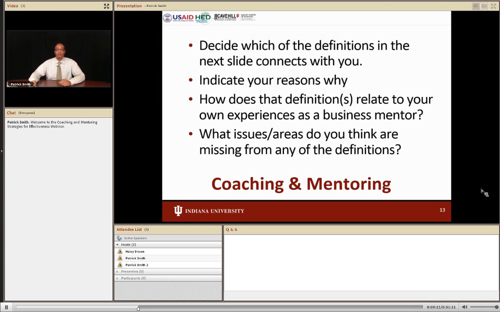Okay, so when you consider the information on the table, we want to take an opportunity to reflect on the definitions of mentoring that have been given. Here are the bullet points that we want you to focus on. Decide which of the definitions in the table really connects to you. Indicate your reasons why, and address how the definition relates to your own experiences as a business mentor. And what issues or areas do you think are missing from any of the definitions? You can also refer to the previous definitions of coaching and mentoring that we reviewed in the previous slides.